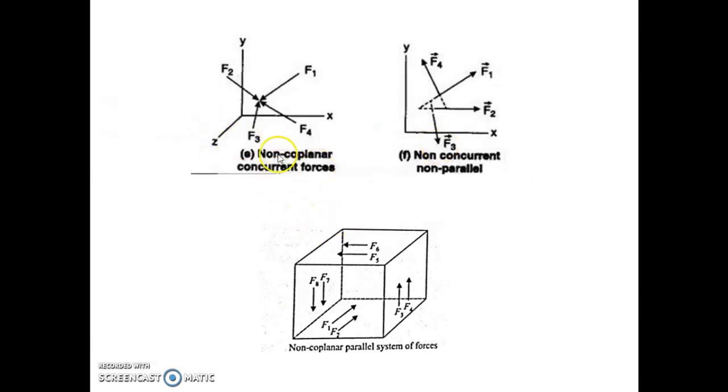So first one you can see here is non-coplanar concurrent force system. Now what is the meaning of non-coplanar is, you can see in the figure now all the forces are not lying in the single plane. So that is the meaning of non-coplanar. What is concurrent? You can see here all the forces are meeting at a single point. So this system is non-coplanar concurrent force system.